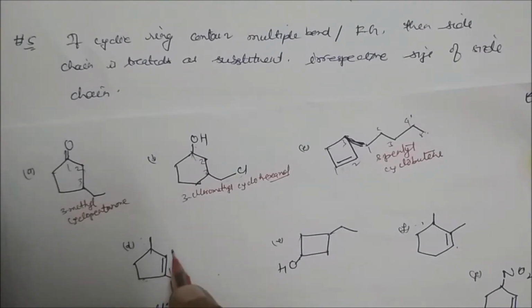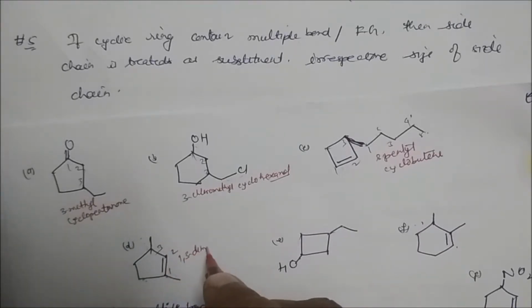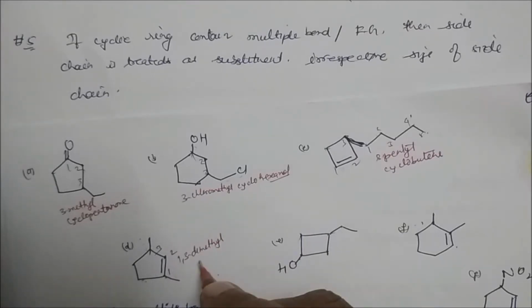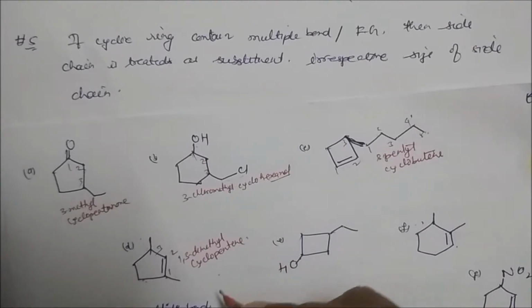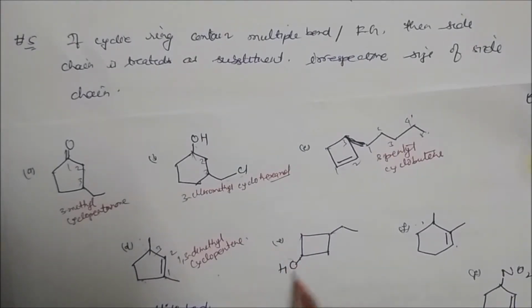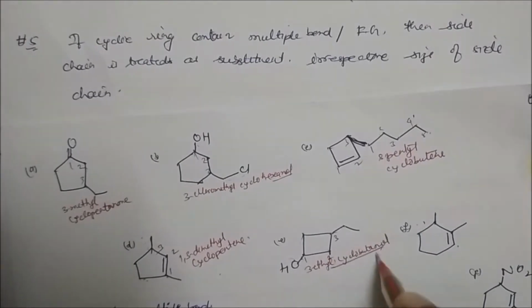Now let us see this one. We can start from here, 1, 2, and 3, because the substituent is present on this carbon first. So this is 1, and 3-methyl. So we can say 1,3-dimethyl cyclopentene. Okay, I hope you have understood. Here the functional group OH is present on this carbon. So we start from here, 1, 2, 3. This is ethyl. So we can say 3-ethyl cyclobutanol, right?